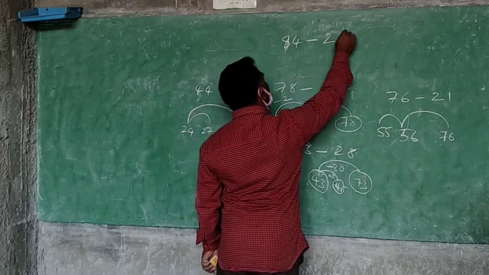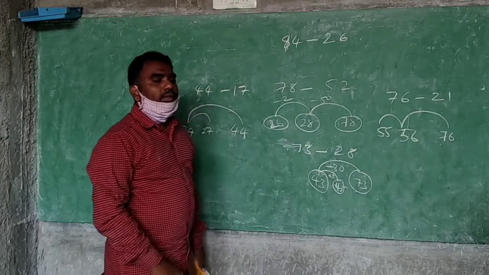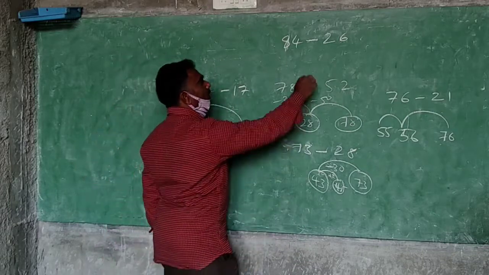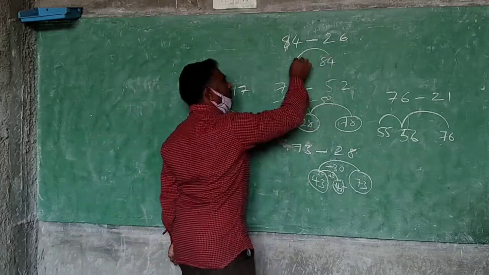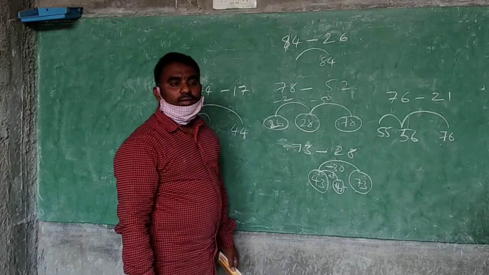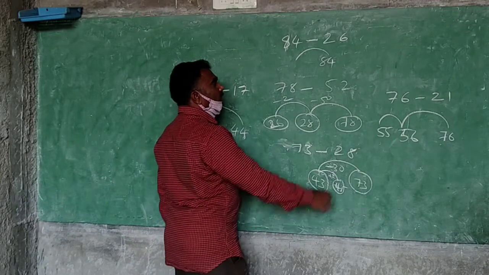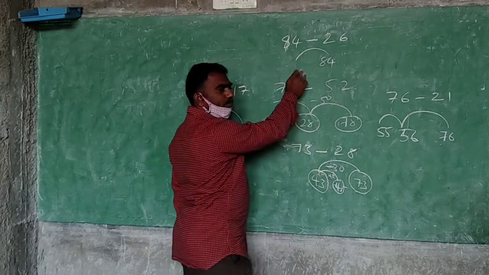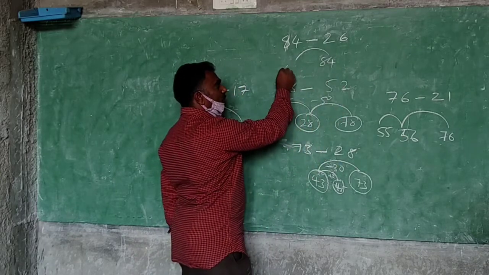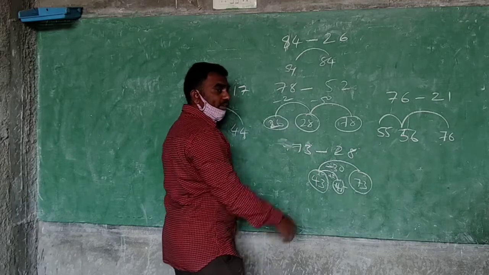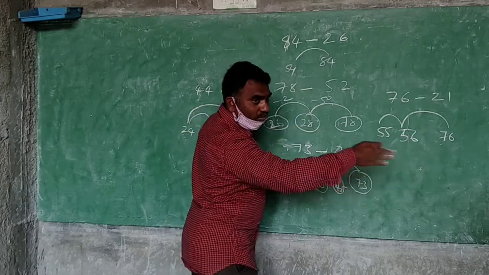84 minus 26. What will you do? 84. You take 30, better, because 26 is near to 30. 30 you take. Now 30 means what will come? 54, no? Extra taken. Now what will you do?